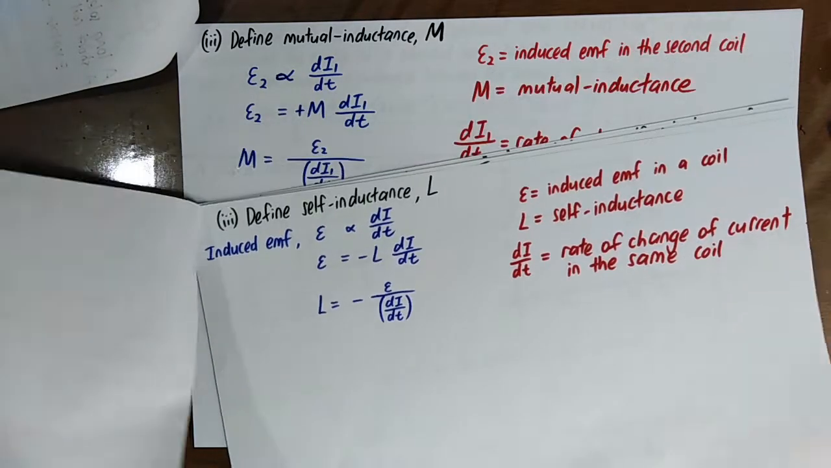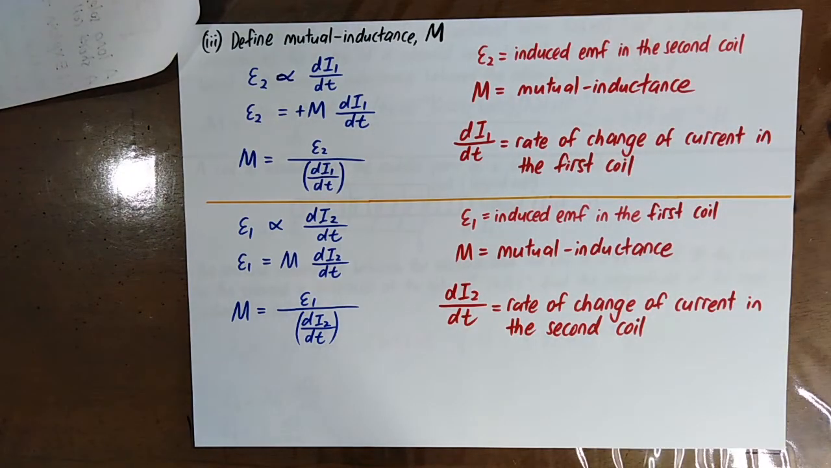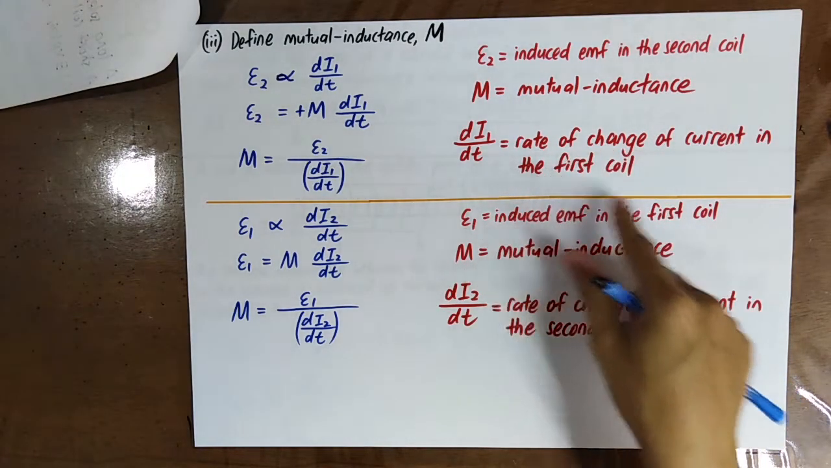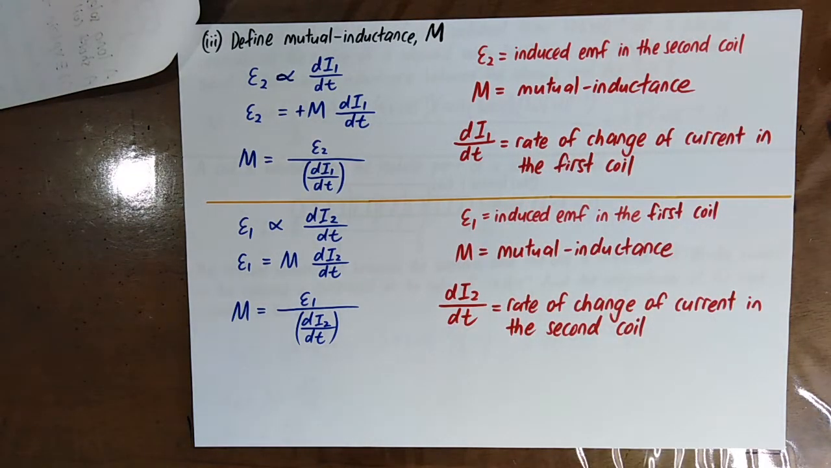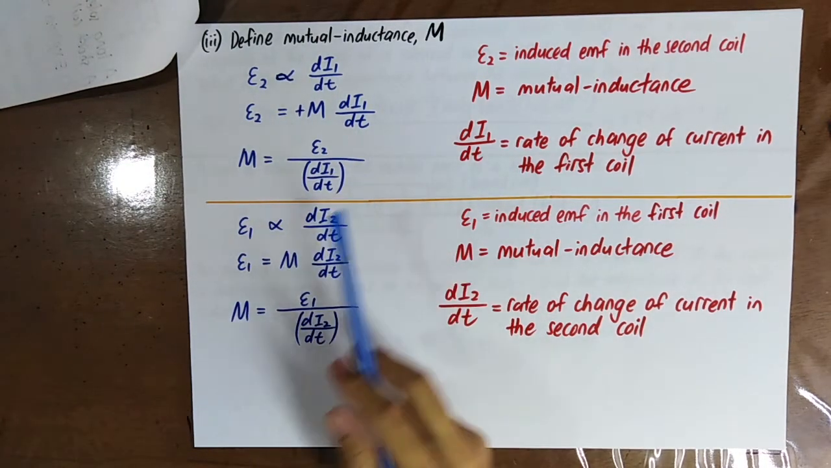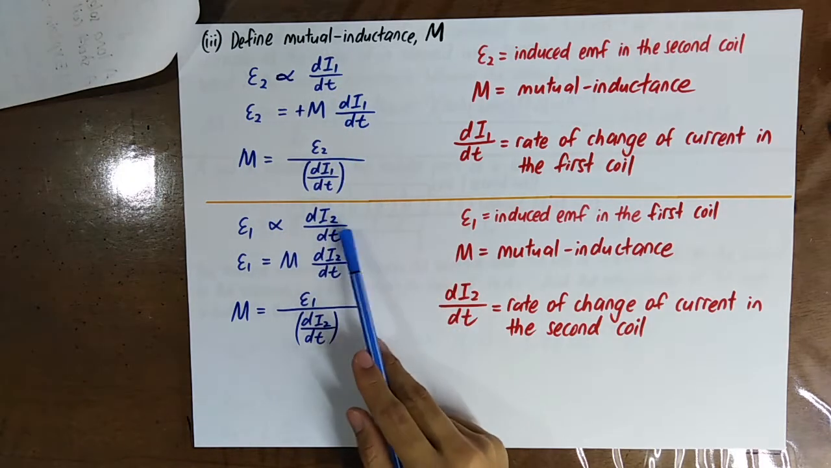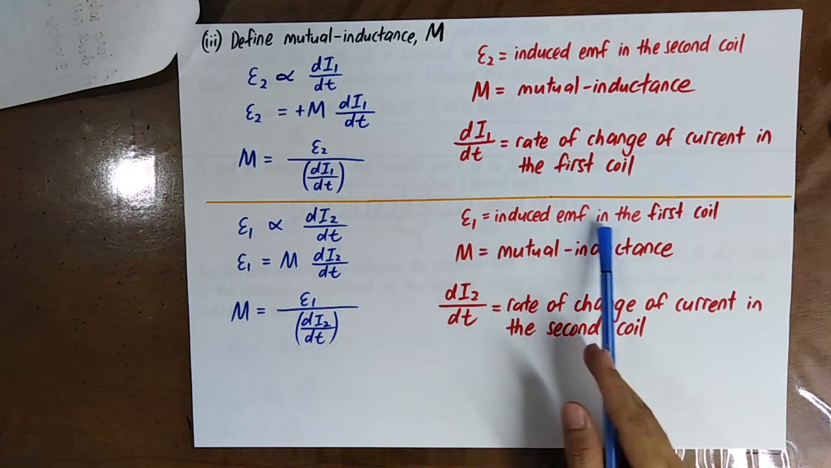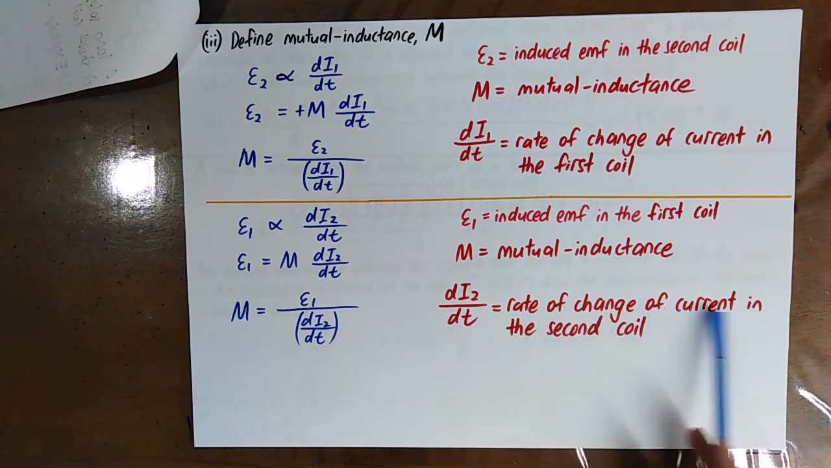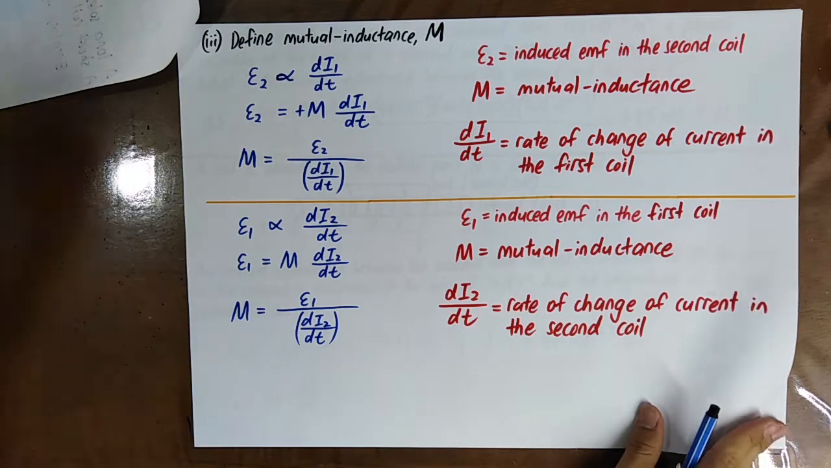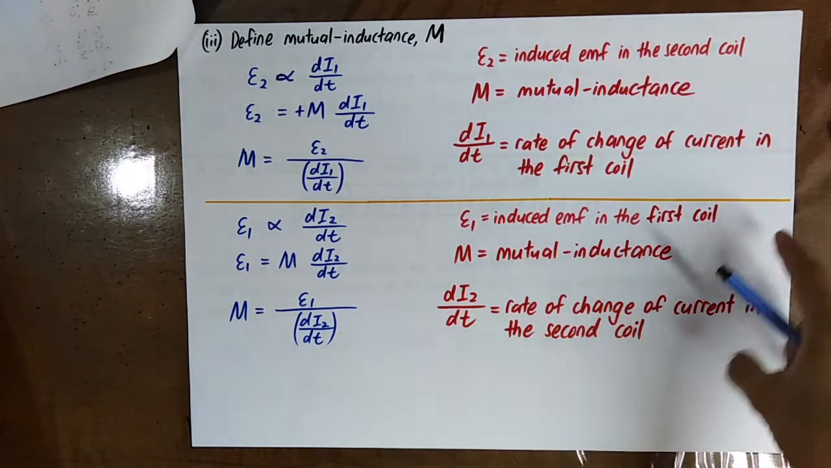Normally we call the second coil the secondary coil and the first coil the primary coil, but we don't care about the name so much. By the same reasoning, if you don't want to use E2, you can use E1, but then you have to change I1 into I2. E1 is the induced EMF in the first coil, and dI2/dt is the rate of change of current in the second coil. When you are asked to give the definition, you only give this, or you can also give this.